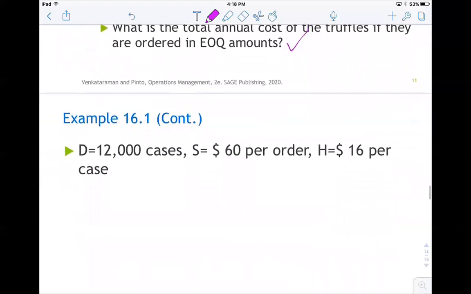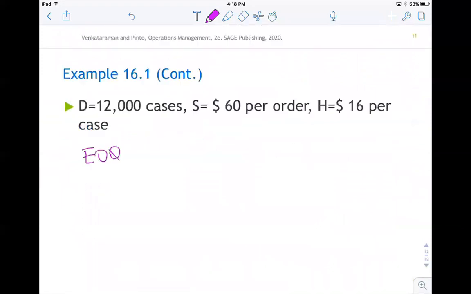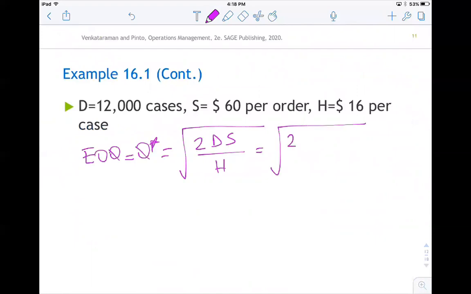So we already know that it is EOQ or Q star. I will use Q star or EOQ interchangeably, and that can be calculated by the square root of 2 times D times S divided by H. Remember, we are given those parameters already. 2 times our D, which is 12,000, times our S, which is 60, divided by $16 as our holding cost. And if you do the math, this is 300 cases.